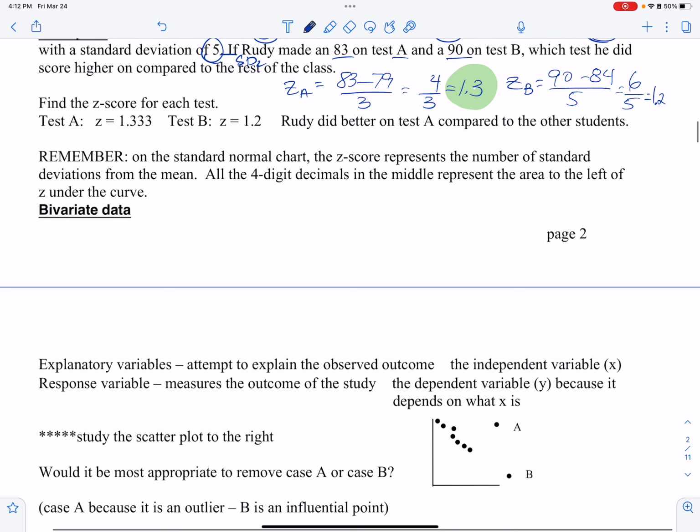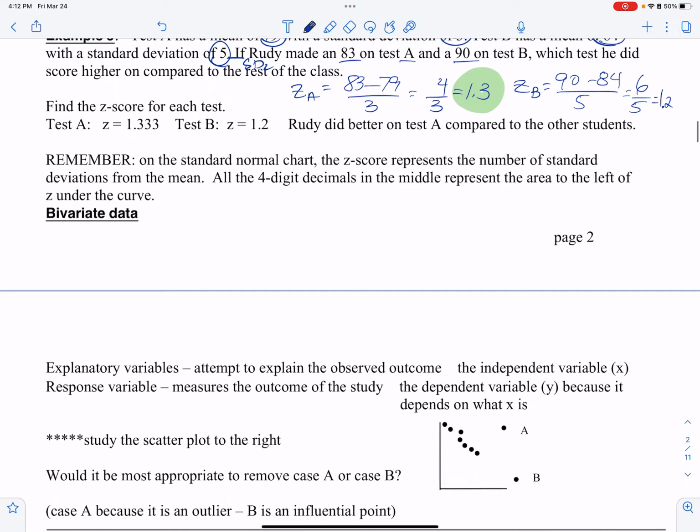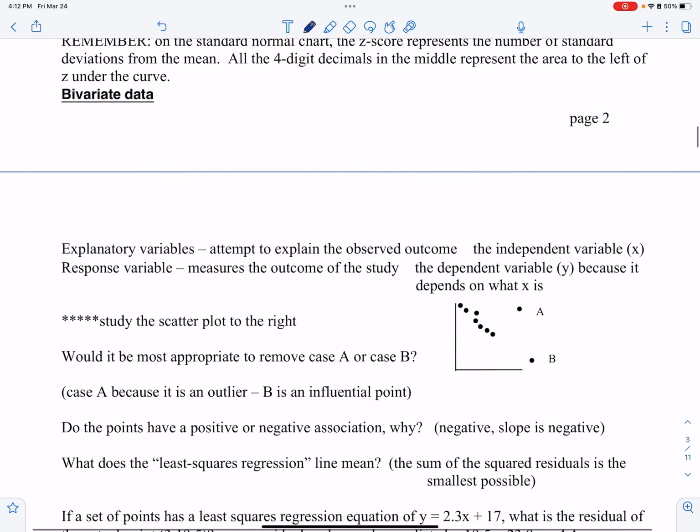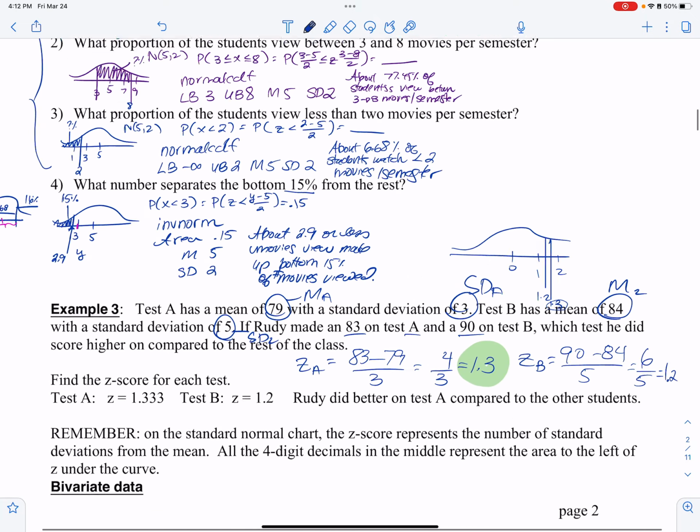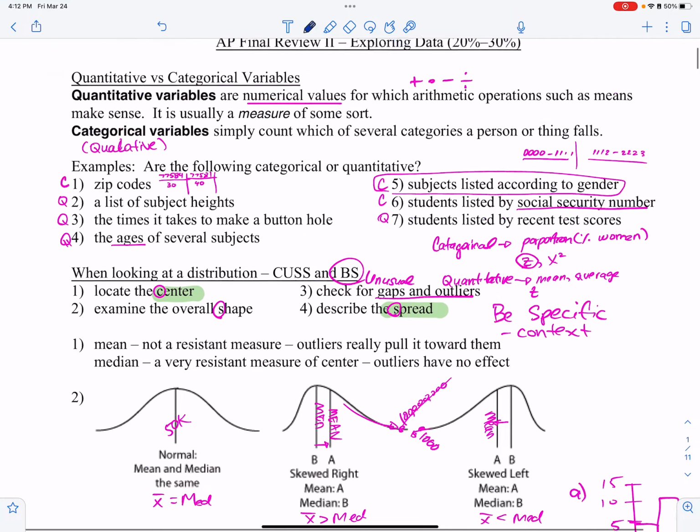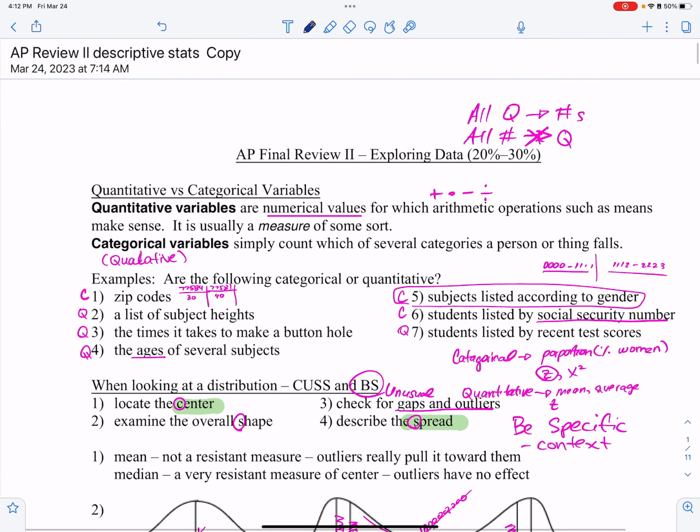Okay, remember on the standard normal chart, the z-score represents the number of standard deviations away from the mean. All 4-digit decimals in the middle represent the area to the left of the curve. It's talking about the z-score chart. Okay, so that is the data. That's one variable data. That's what we just did.